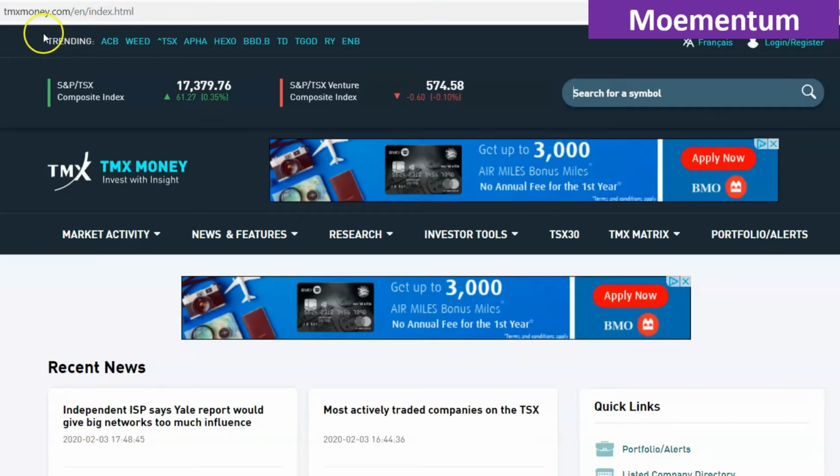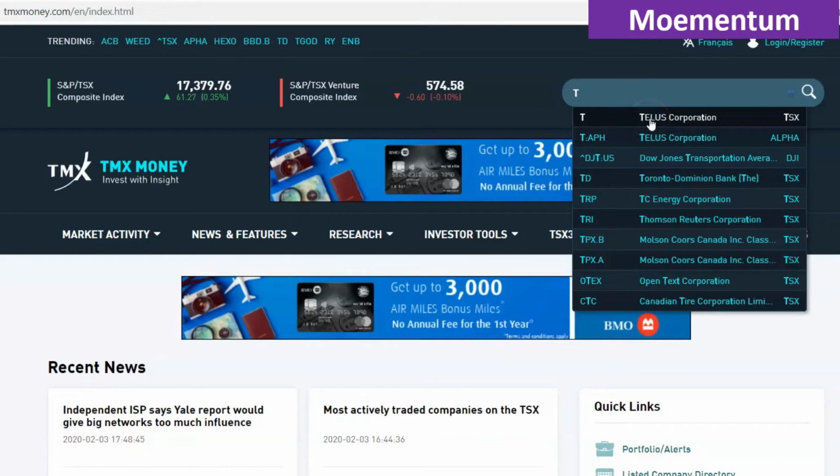If I go to TMXMoney.com, at the top there's an option for you to search for different symbols. For example, if I search for a company called TELUS, stock symbol T. The difference here is that if you put this stock symbol T on Morningstar, it thinks that you're looking for AT&T, which is listed on the American Stock Exchange, whereas TELUS is listed on the Toronto Stock Exchange, and therefore you can use TMXMoney.com.